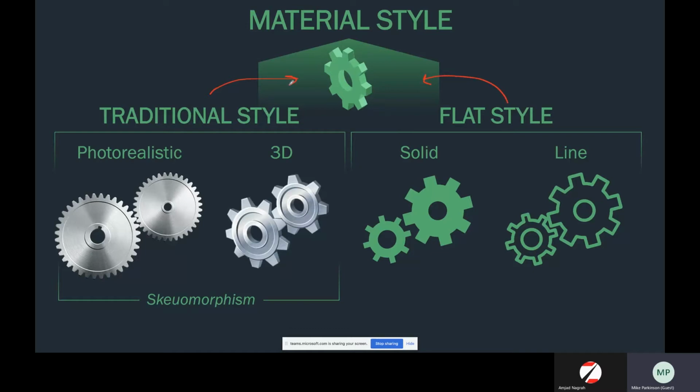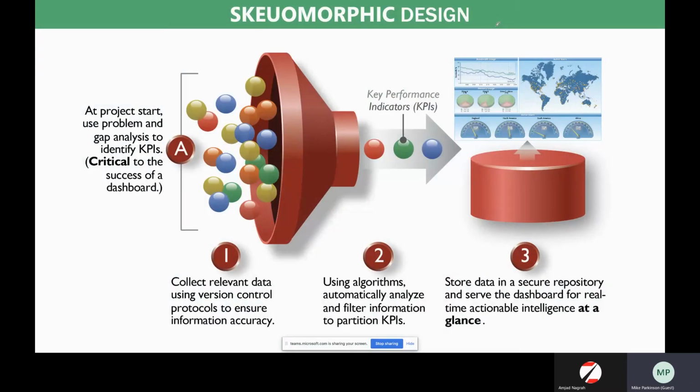So the material style is the most modern style. If people are over 40, they typically dig on the traditional style. If they are under 40, they typically dig on the flat style, but all ages like material style. And here's some examples. This is the skeuomorphic style. This is the traditional style. A lot of embellishment, drop shadows, highlights, things like that.